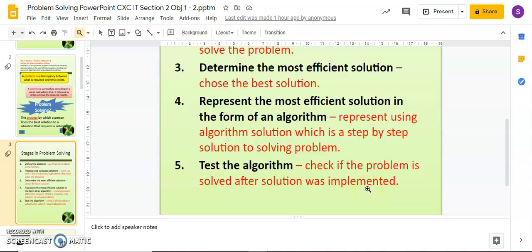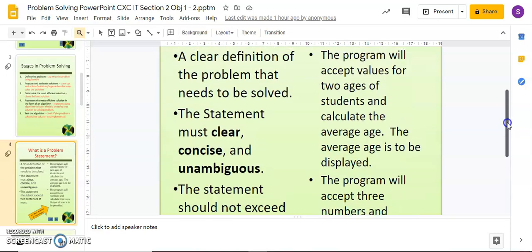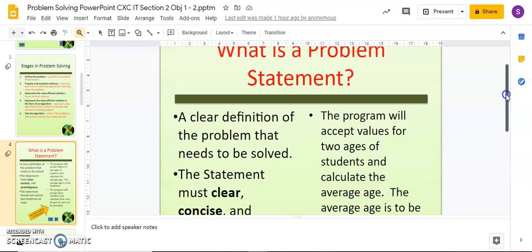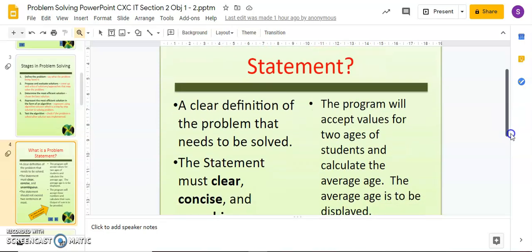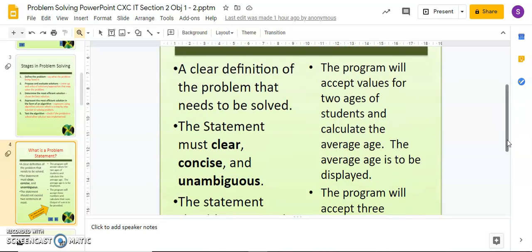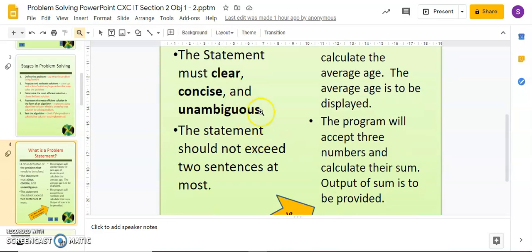Okay, now we're moving on to the statement of the problem. Now, a statement of the problem, you might be wondering, what is it? It is a clear definition of the problem that needs to be solved. The statement must be clear, concise, and unambiguous, meaning not too wordy.